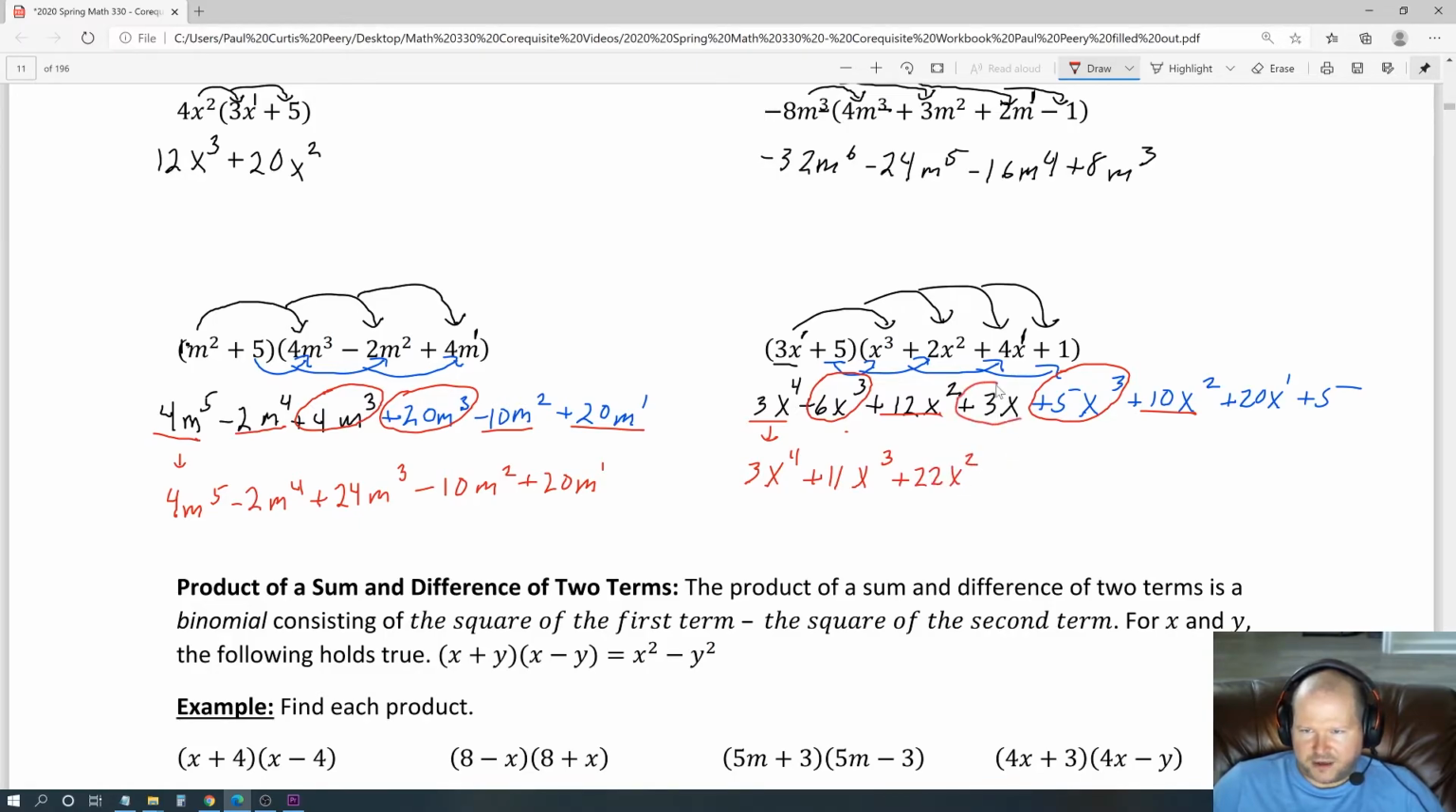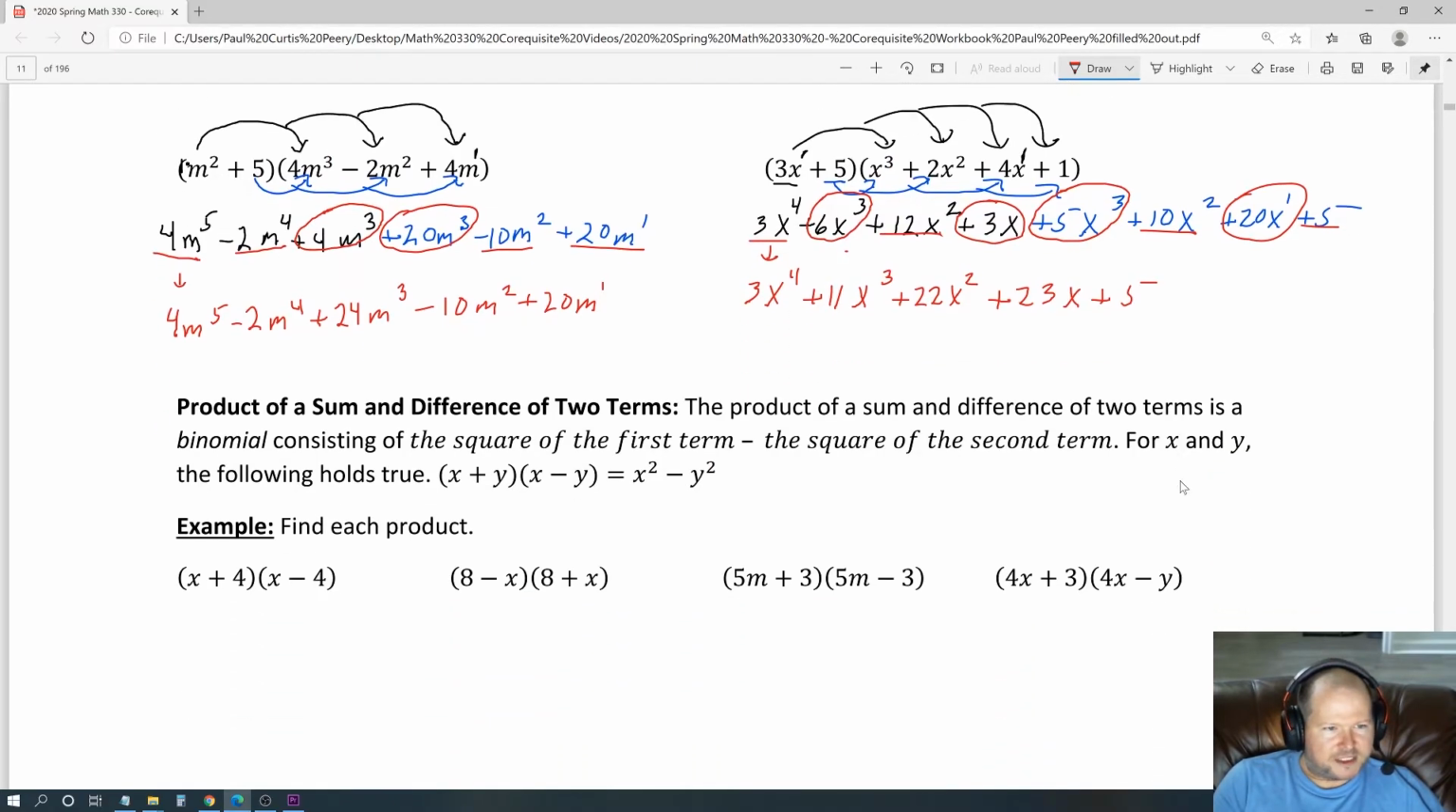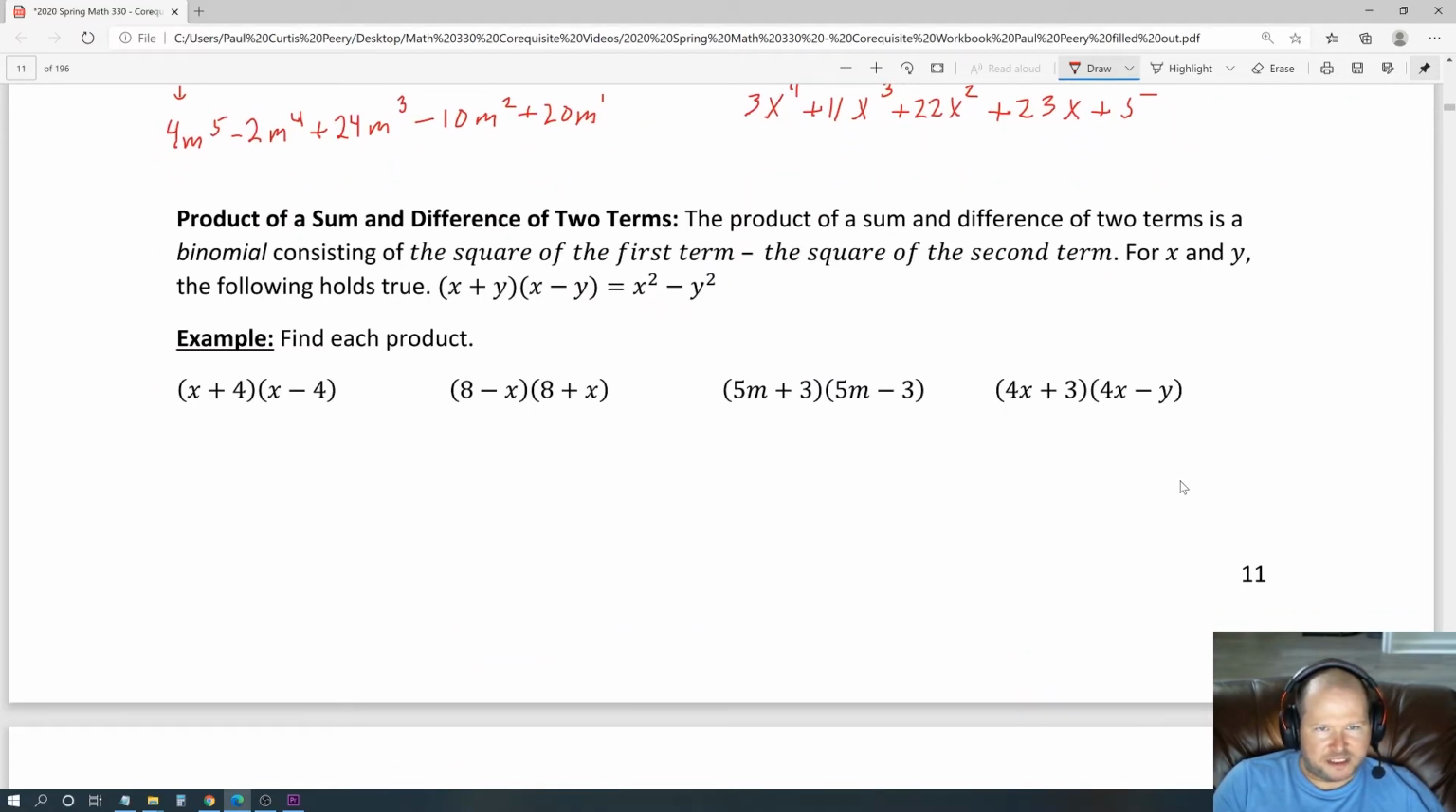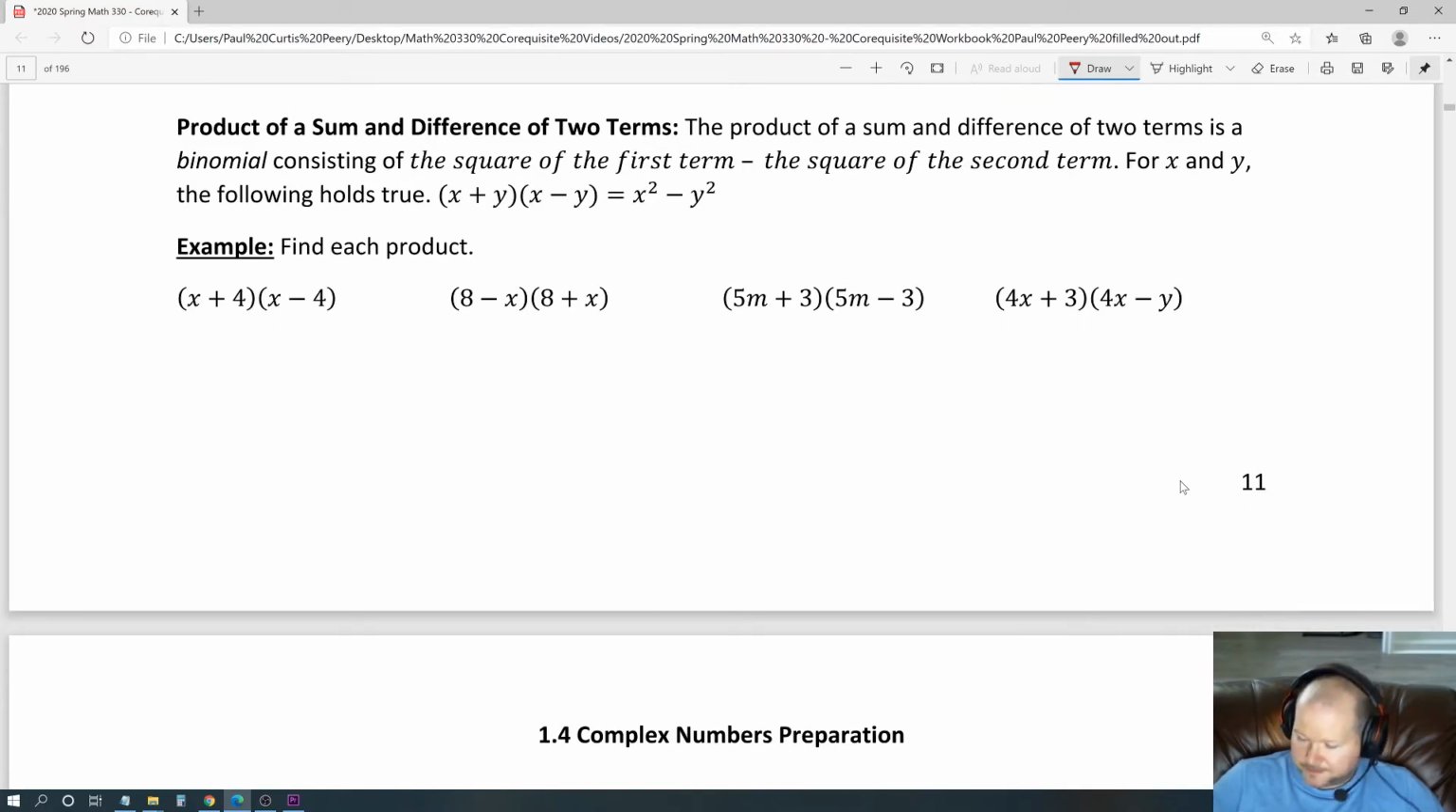Next, we have a positive 3x and a positive 20x. Those are like terms. So 3 plus 20 is 23x. And then we have a constant over there of plus 5. And that's it. All right, so we're going to say product of sum and differences of two terms.